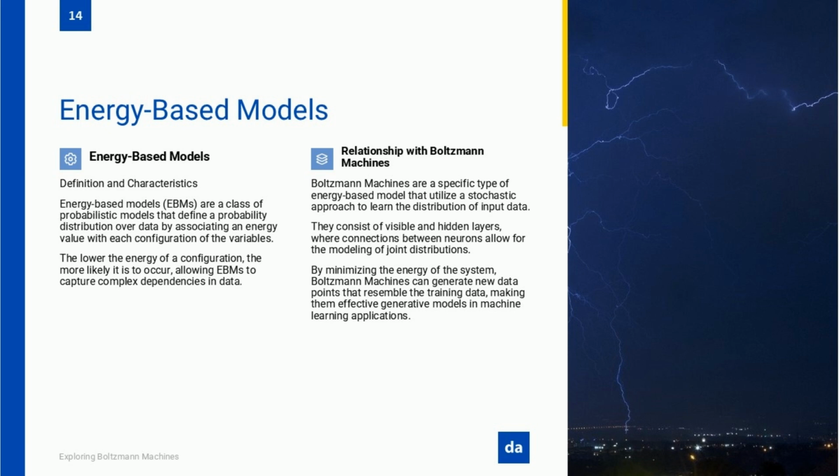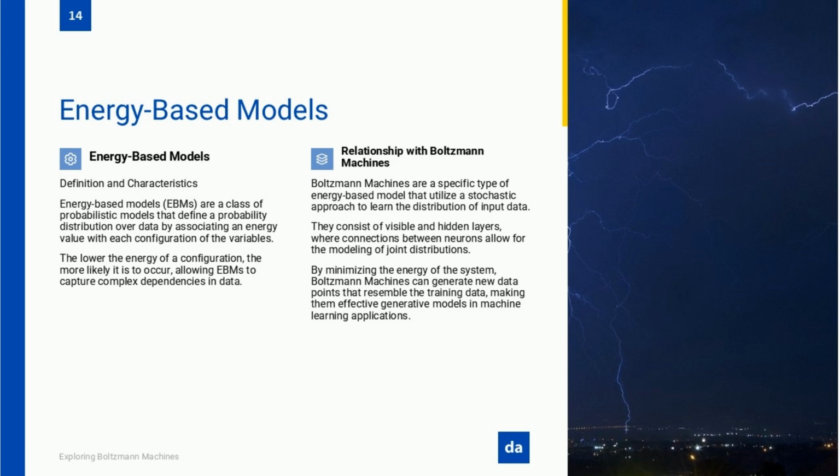Second, they are naturally suited for probabilistic modeling, which means they can handle uncertainty better than traditional neural networks. This makes them valuable in applications like image recognition, reinforcement learning, and scientific simulations, where understanding probabilities is essential. However, EBMs, particularly Boltzmann machines, have major challenges as well.